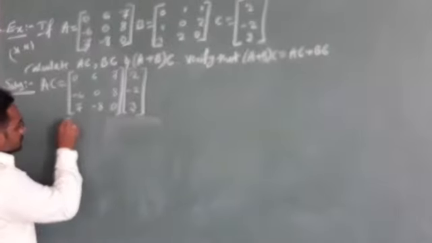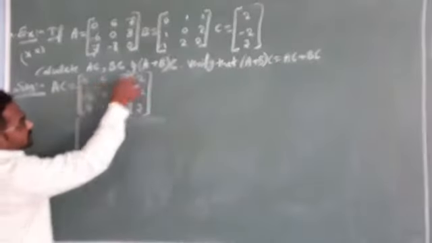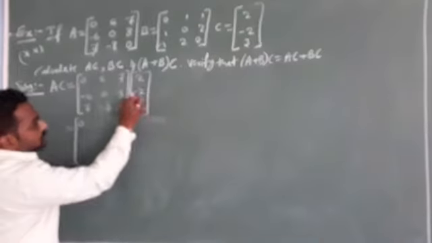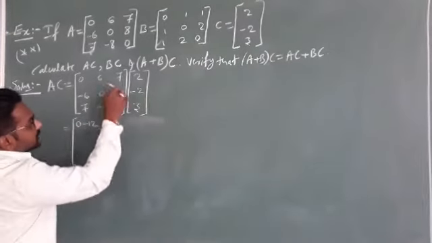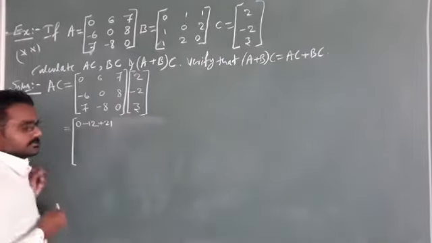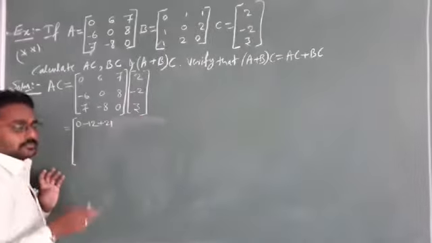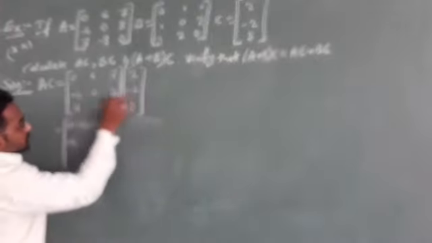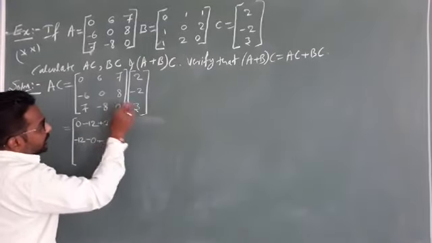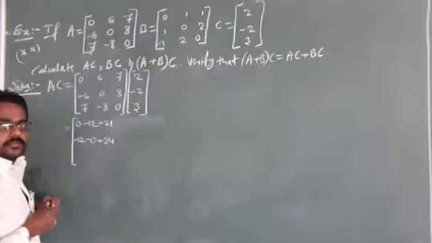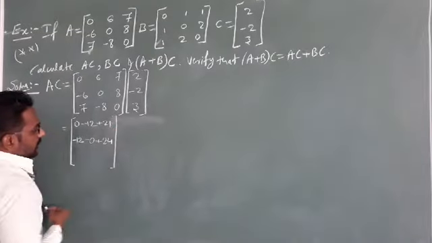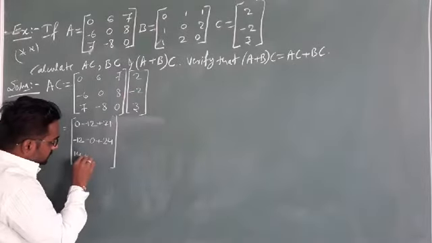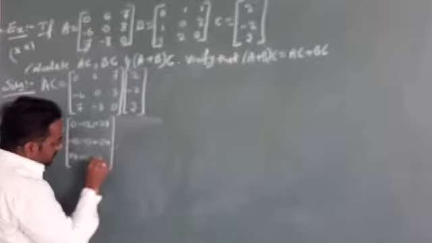So let us calculate the value. AC equals first row with first column element: 0 into 2, 0; 6 into minus 2, minus 12; 7 into 3, plus 21. First row, first column element over. Second row, first column: minus 6 into 2, minus 12; 0 into minus 2, that is 0; 8 into 3, that is 24. And next, 7 into 2, 14; minus 8 into minus 2, plus 16; 0 into 3, that is 0.